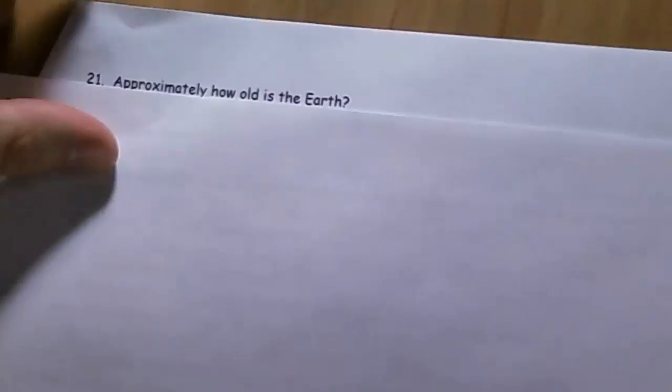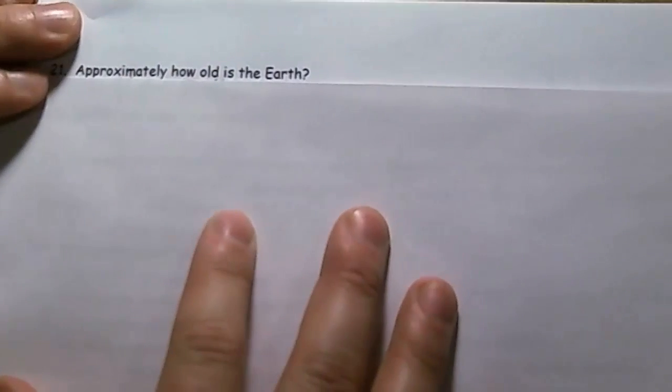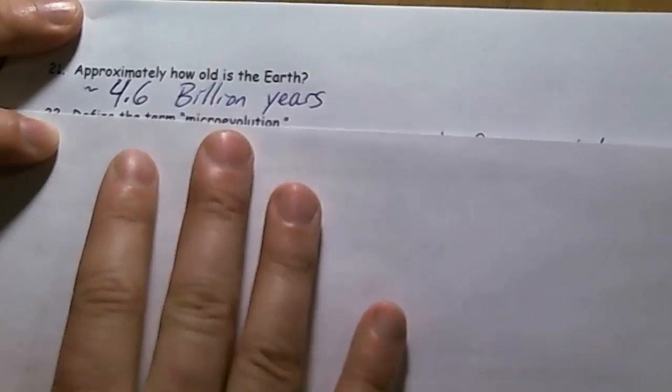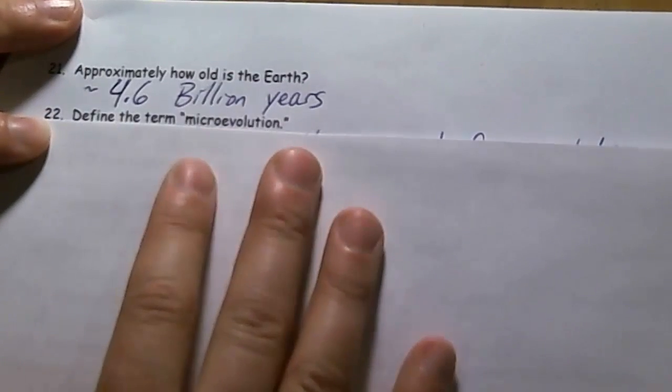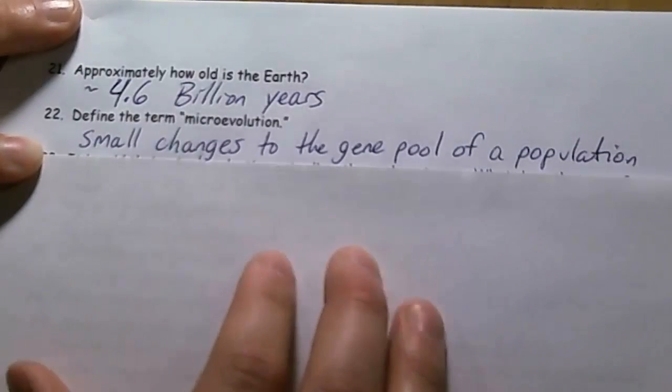Alrighty there, guys. We're going to go ahead and move on to the next page. We're going to talk about how old is the Earth. Well, modern science shows that the Earth is about 4.6 billion years old. Define the term microevolution. That is where we have small changes to the gene pool of a population.